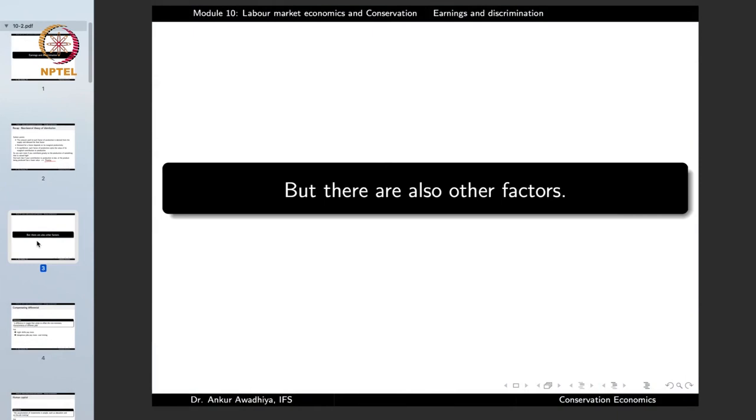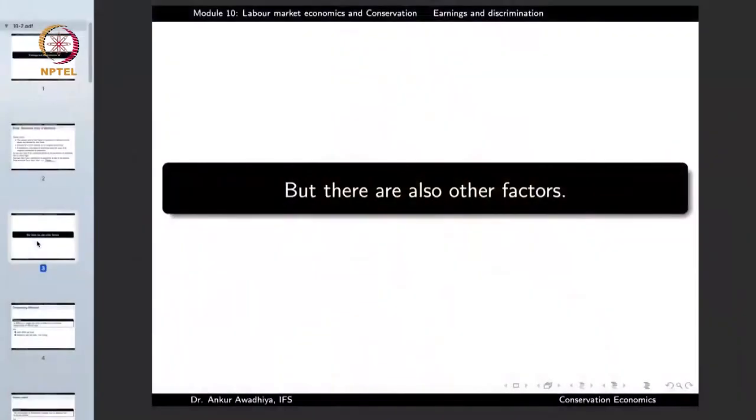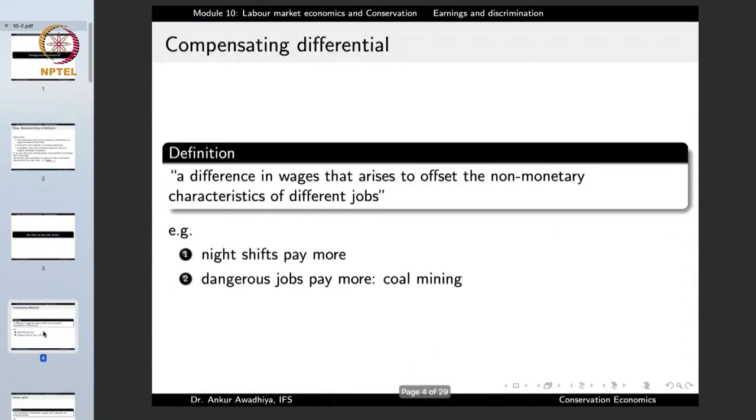But then apart from the neoclassical theory of distribution, there are also a number of other factors that determine how much a person is paid. And in this lecture, we will look at some of those factors. What are the factors that modulate the predictions of the neoclassical theory?